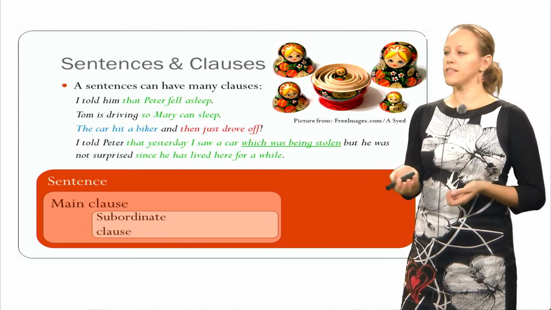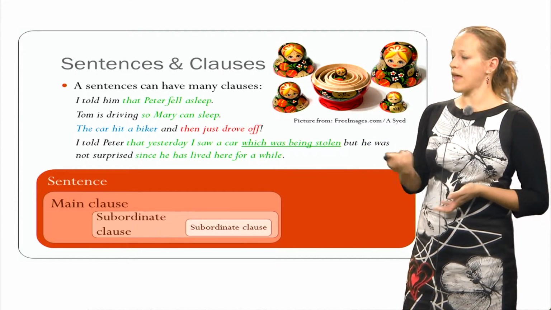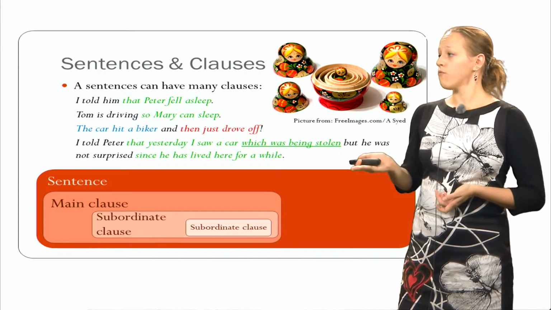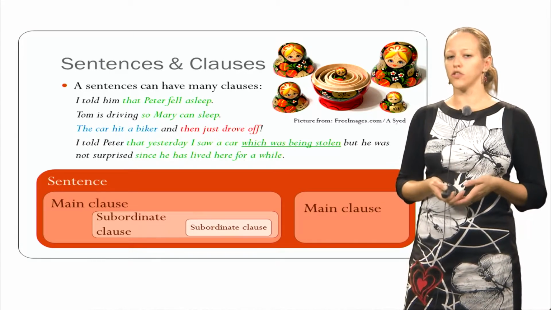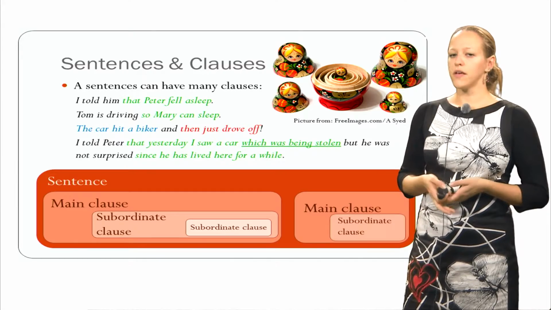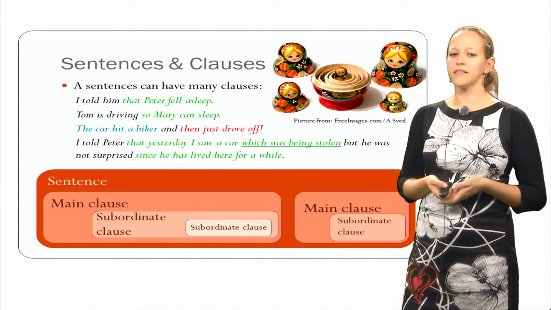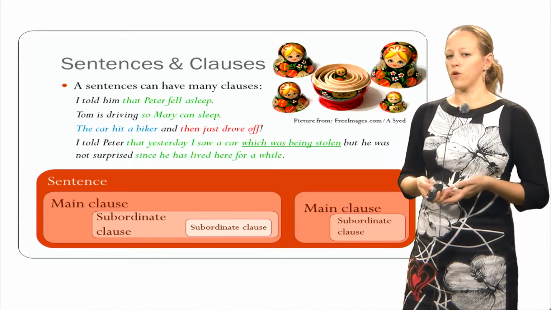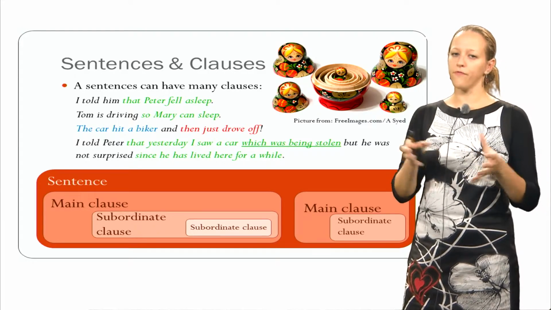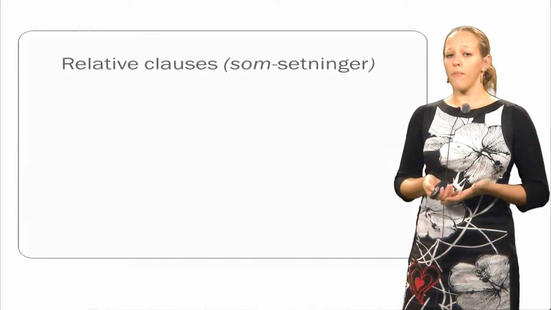And inside of this subordinate clause, we have one more subordinate clause. That is what is underlined here, which was being stolen. And then we continue and we have one more main clause. He was not surprised, since he has lived here for a while. And inside of this second main clause, we have the second subordinate clause, again in green in the sentence, since he has lived here for a while. So you can see that one sentence can be quite complex. You can fold in many main and subordinate clauses. But you don't have to worry about this that much.